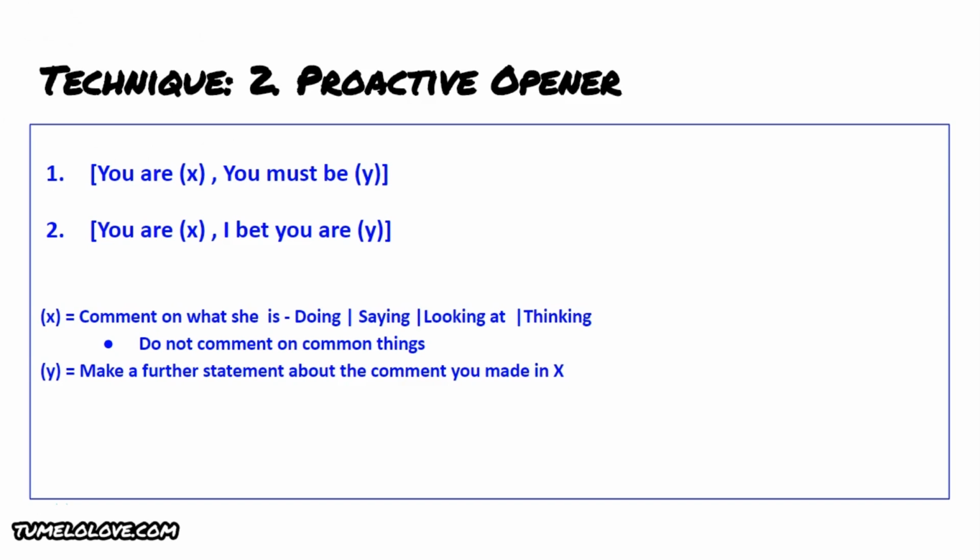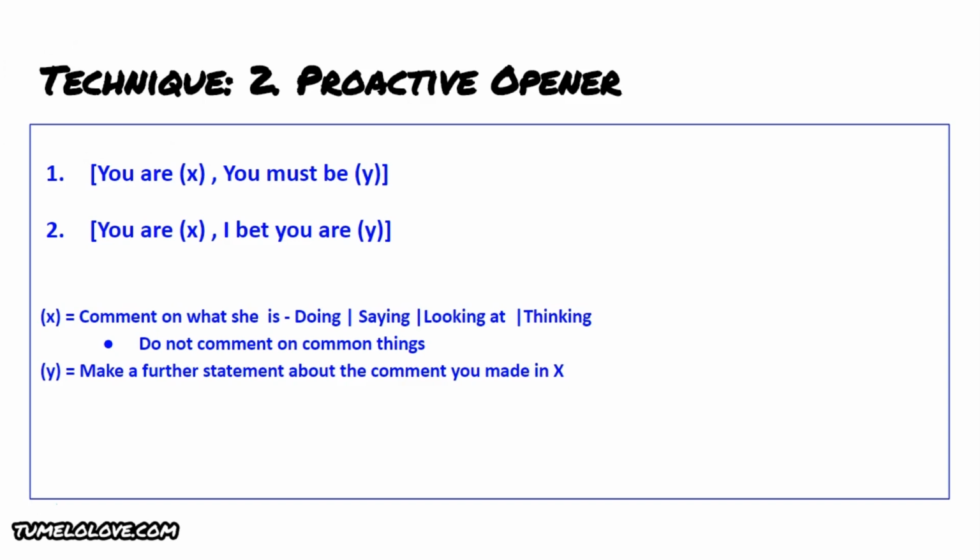So don't choose common things. Be a little bit unique, a little bit unpredictable. But again, don't set your standards so high. You can literally comment on anything she's saying, doing, looking at, or thinking. And then the why part is you make a further statement about the comment that you made in X. This is the part that makes the approach and the open natural, because now you're making your own unique statement or comment on what she is saying, doing, thinking, or looking at.